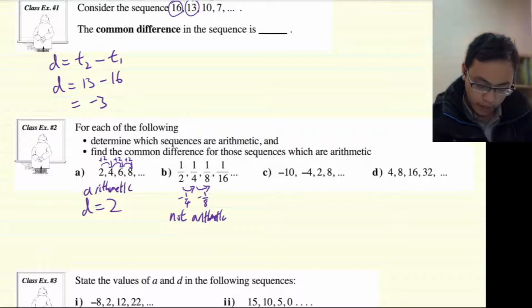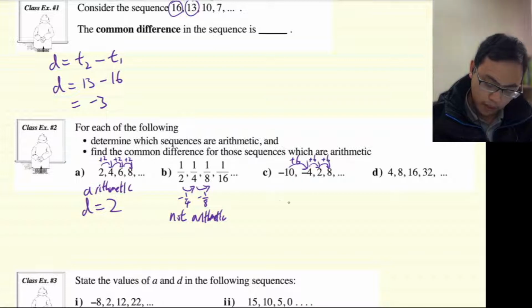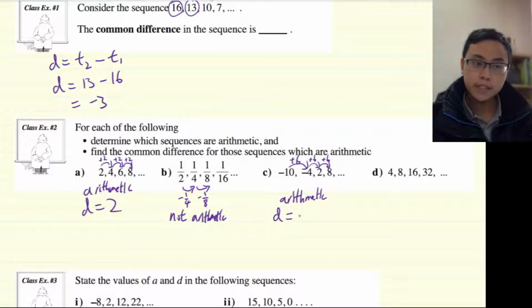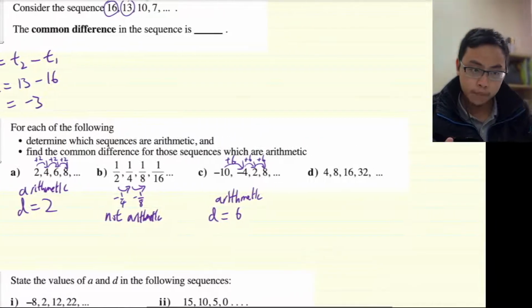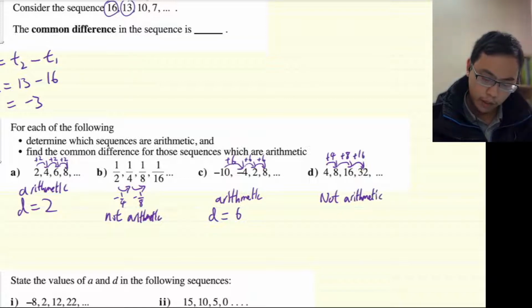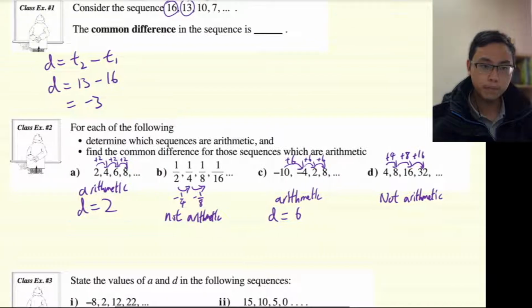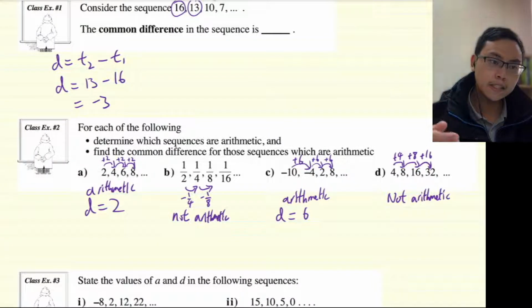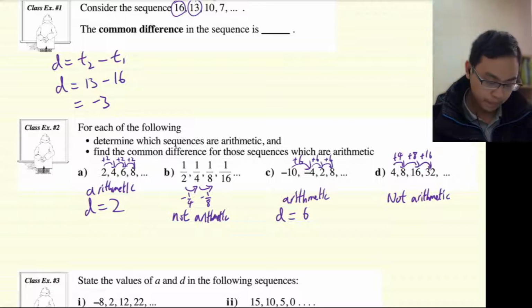So this is not arithmetic. Next, if we look at minus 10 to minus 4, it is plus 6. Minus 4 to 2 is also plus 6. 2 to 8 is also plus 6. So this is arithmetic, and the common difference is 6. Next, for D, we start with 4. If we go plus 4, it's going to be 8. But from 8 to 16 is plus 8. And from 16 to 32 is plus 16. It is not arithmetic, okay? So this is how we tell if a sequence is arithmetic or not arithmetic. If it has a common difference that it adds the same number every single time, it is arithmetic.